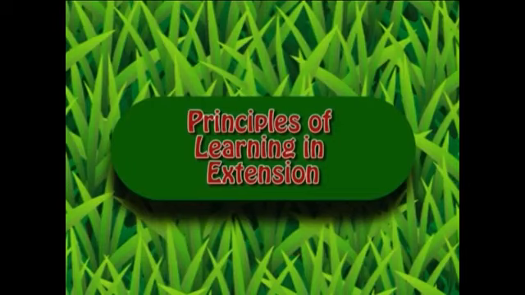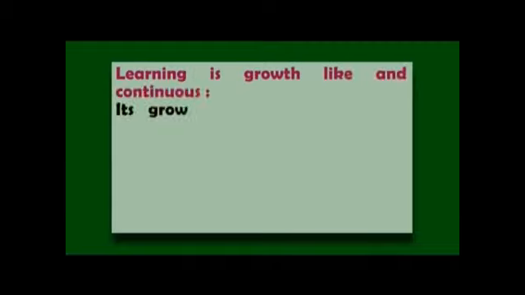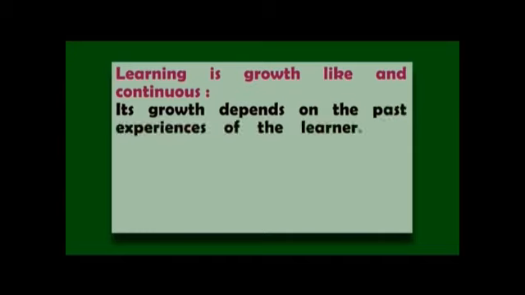Principles of learning in extension. There are guidelines of factors to be considered by extension workers in instructional processes. Number 1, learning is growth-like and continuous. Its growth depends on the past experiences of the learner.